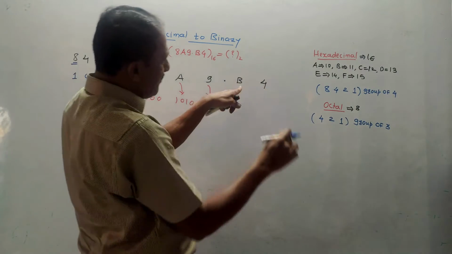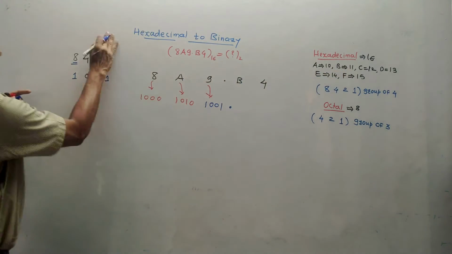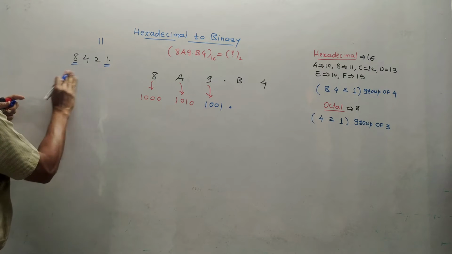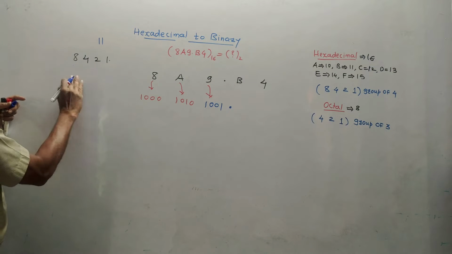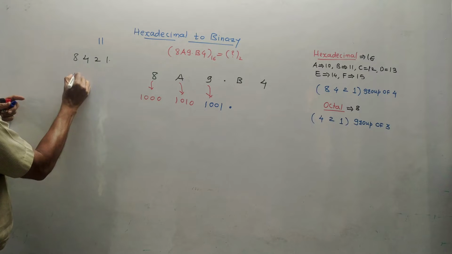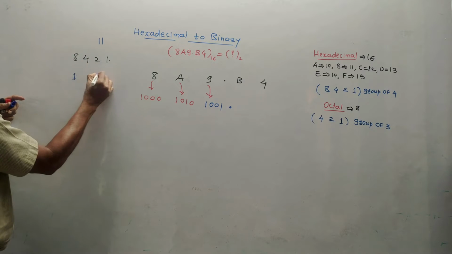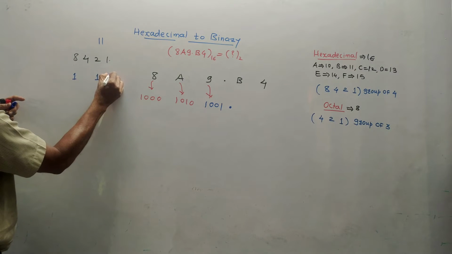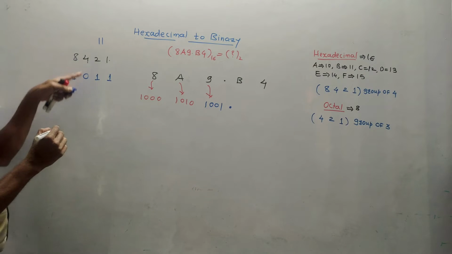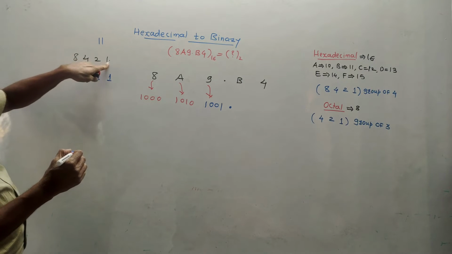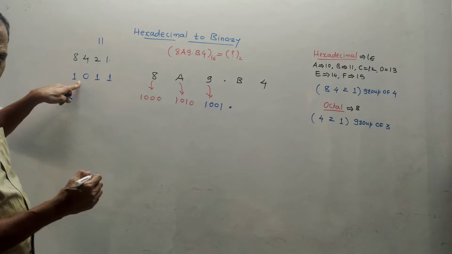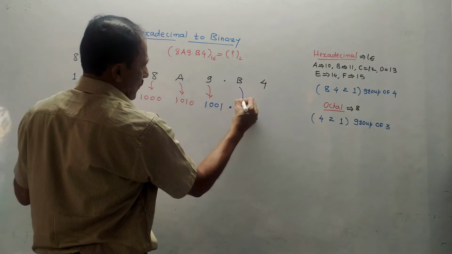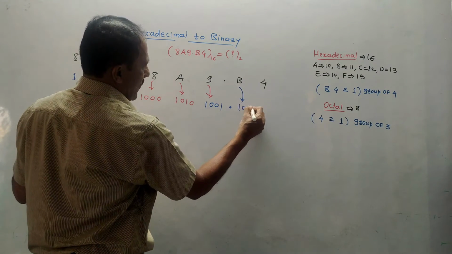Then next number is B. B is corresponding to 11. So I have to think of generating 11. How to generate 11? It is 8. For 8 I am writing 1. Then 8 plus 2, 10, plus 1, 11. 4 is not required. I have just added 8 plus 2 plus 1 to generate 11. So corresponding value is 1, 0, 1, 1. So for B, I got 1, 0, 1, 1.